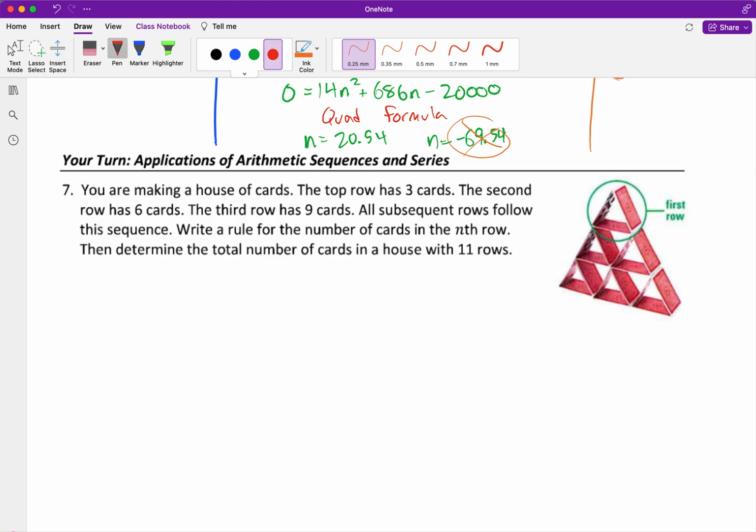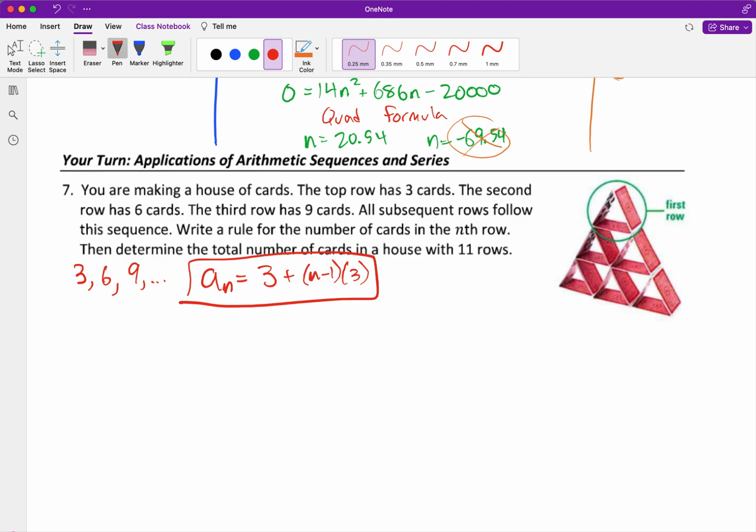All right, you're making a house of cards. The top row has 3 cards. All right, so I'm going to write 3. The next one has 6. Ooh, the next one has 9, and so on. All subsequent rows follow this pattern. All right, we want to write a rule for the number of cards in the nth row. So that's just our normal writing a rule. We could do that. That's easy. So a_n equals our first term plus n minus 1, and then we're adding 3 each time. So I'm going to do times 3. So there's my rule for the number of cards.